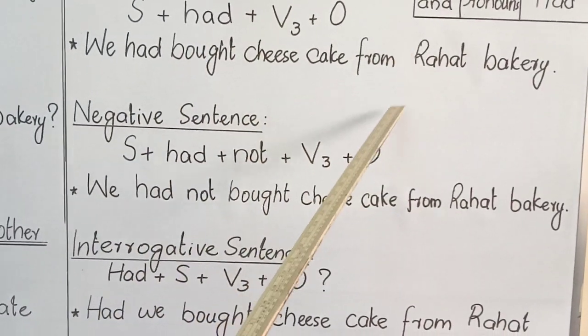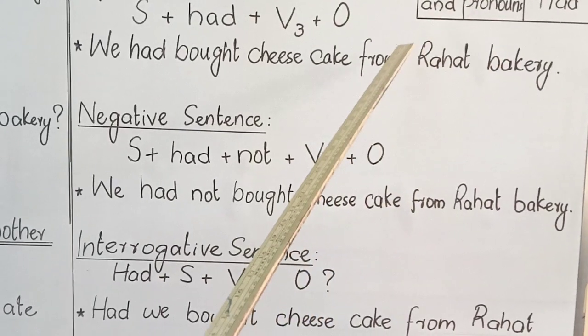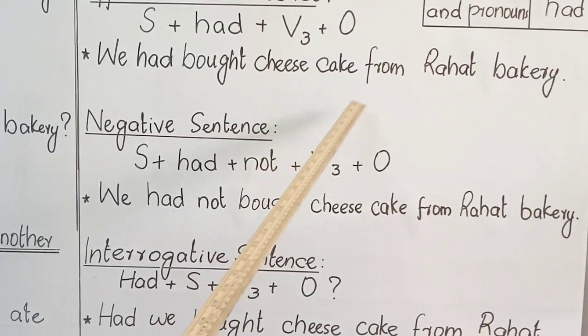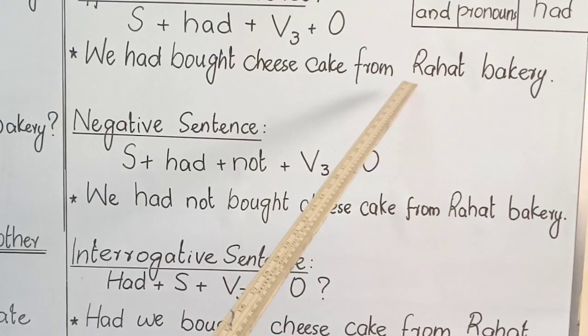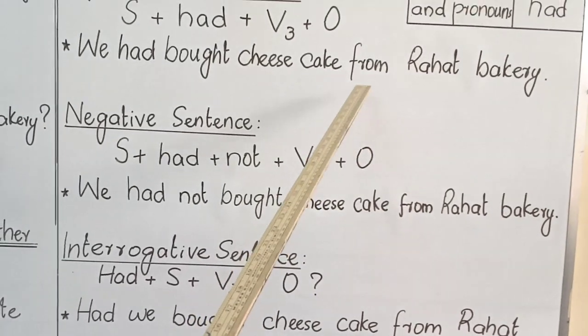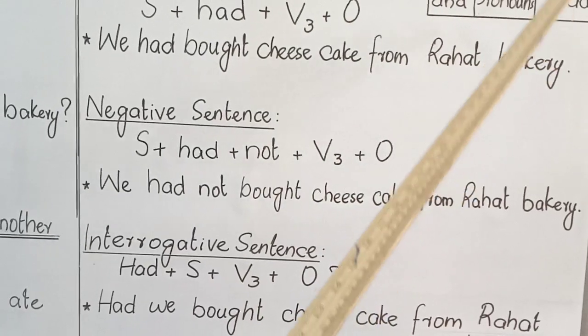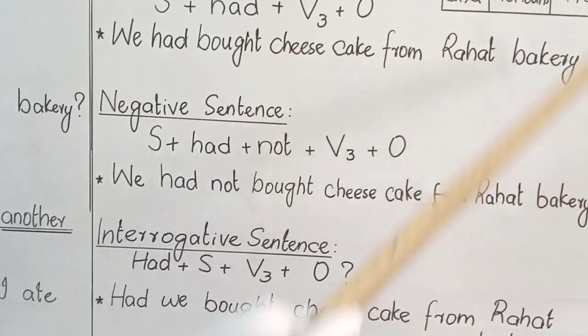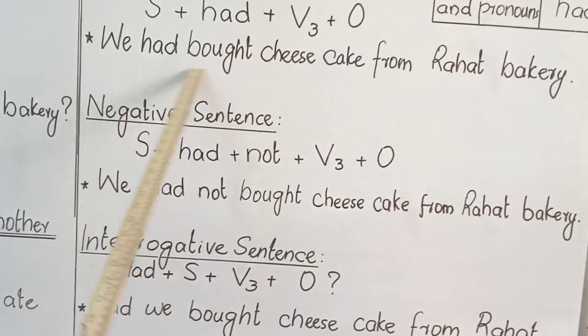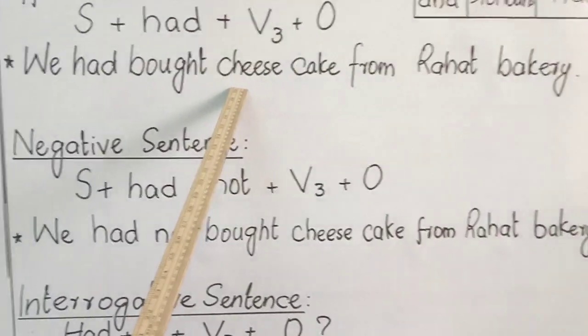A past indefinite sentence or a past simple sentence will be or would be with this sentence. Means there should be some sense that some action happened. Before that action, this action had happened.